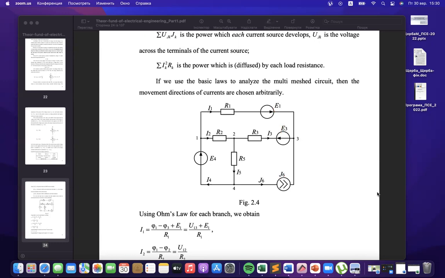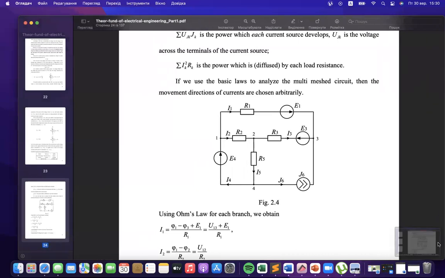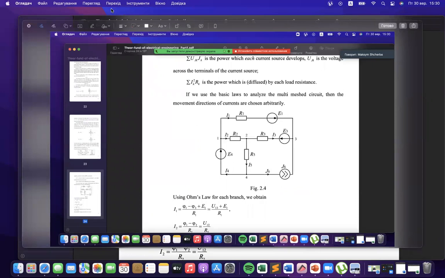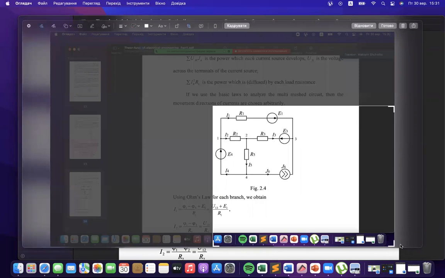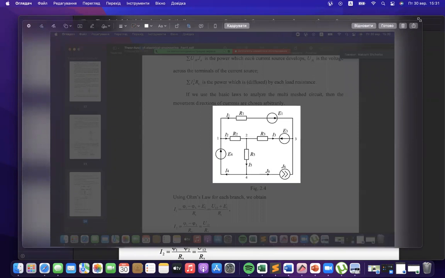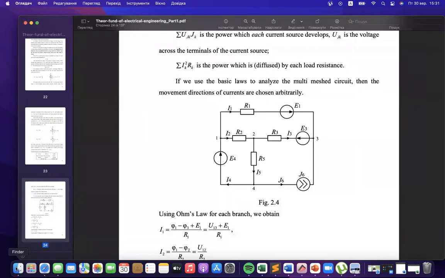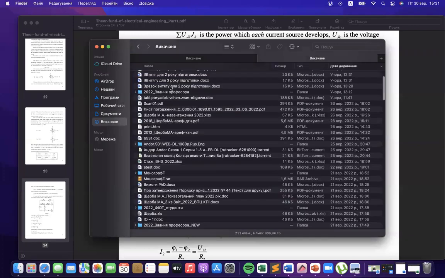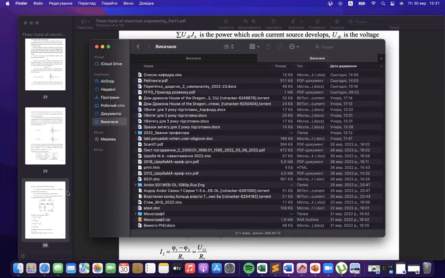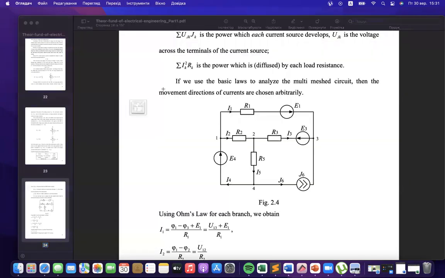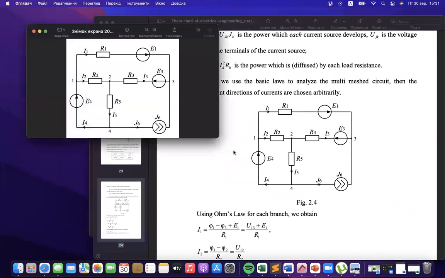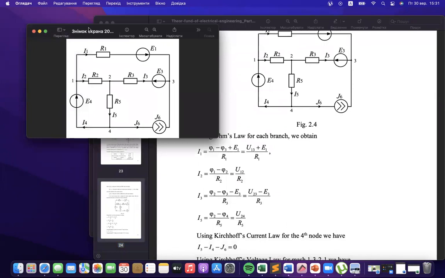or let me do it in this way. One moment. To see the picture during all calculations. Just one moment. Yeah, here it is.